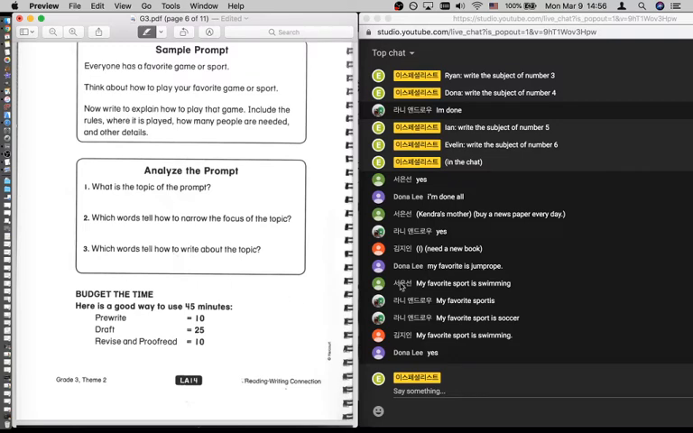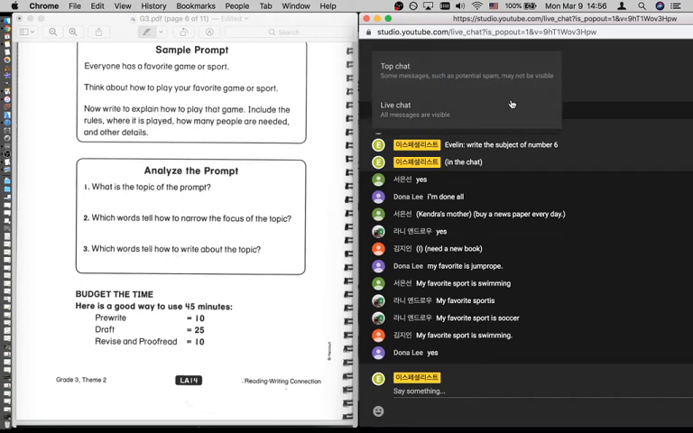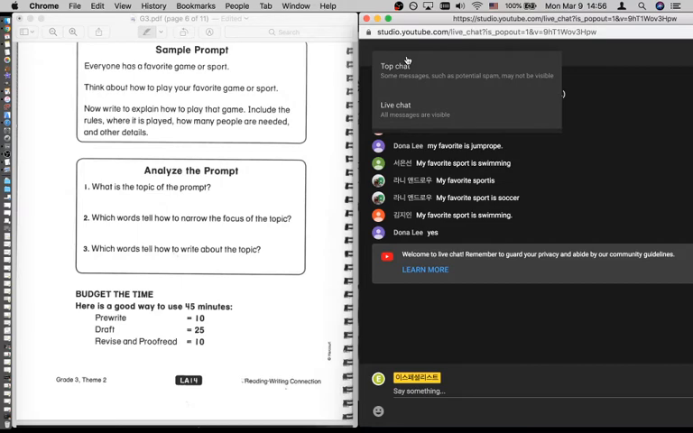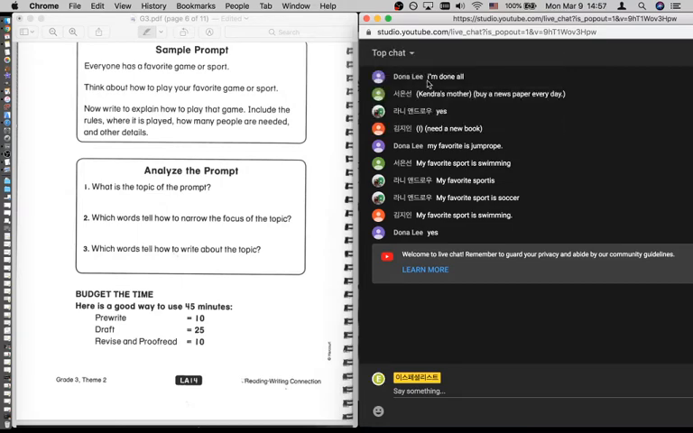Let's see. Remember, if you have any questions, you can write your questions into the chat here. What is this? Top chat? Only one chat. Oh, live chat. All messages. Did anything disappear? What's the difference here? And how did this change? It's still everything, right? I think it's the same thing. Just making sure I'm not missing any messages. Okay. Remember, if you have any questions, you can ask it here. All right.